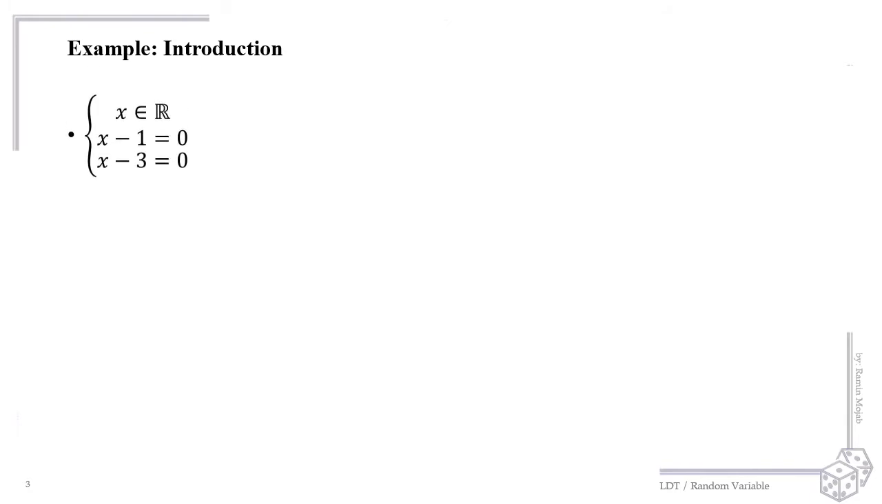As an introduction, let me talk about this system of equations. X is a real number, and at the same time x is 1, and at the same time x is 3. You know that this system of linear equations is inconsistent and it has no solutions. Okay, however, let's try another way, and let's define two other variables.